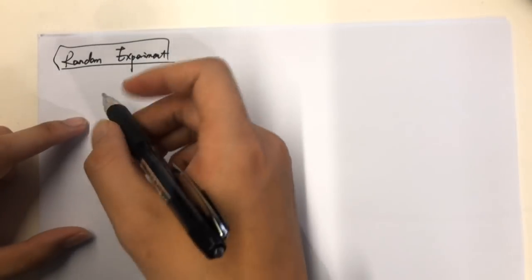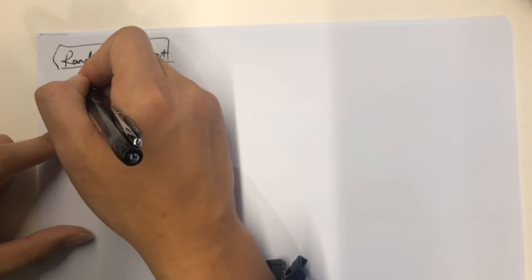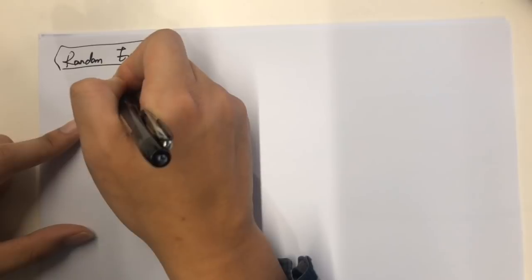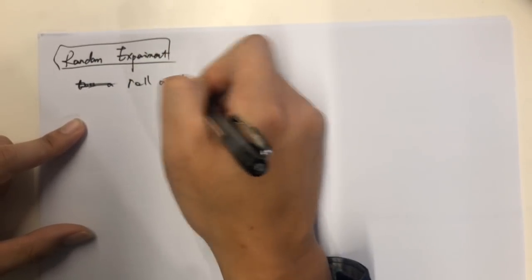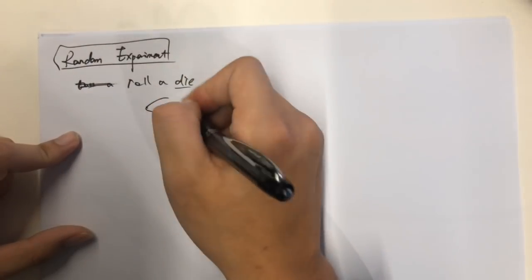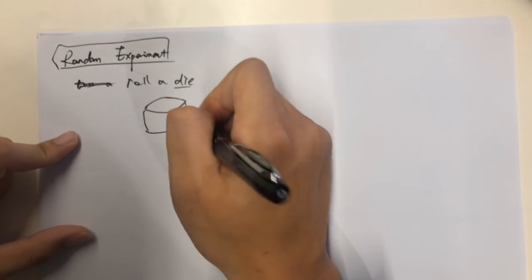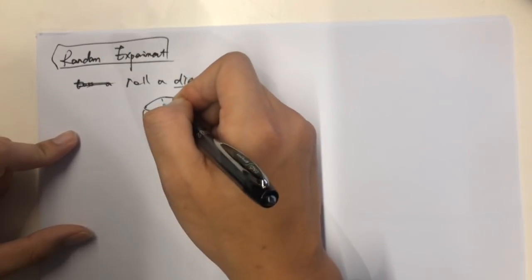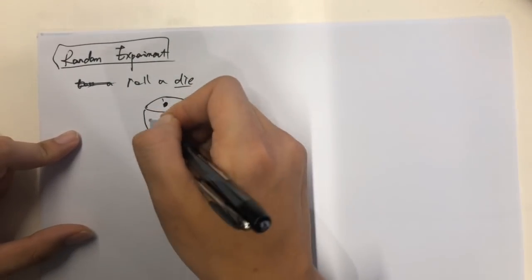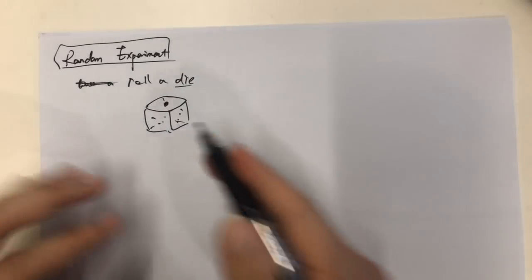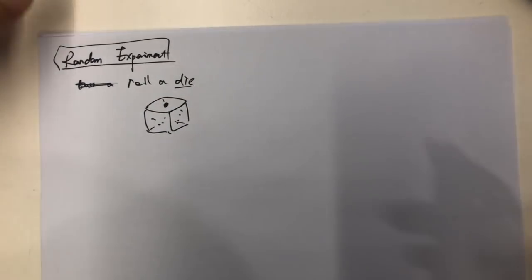Random experiment is defined as an experiment that can generate random outcomes. For example, if you toss a die or roll a die, do you know what is a die? A die is a cube with six surfaces. Yeah, a cube must have six surfaces. And when you play Chinese Mahjong, right, you have 1, 2, 3 or whatever. So six surfaces, six results.